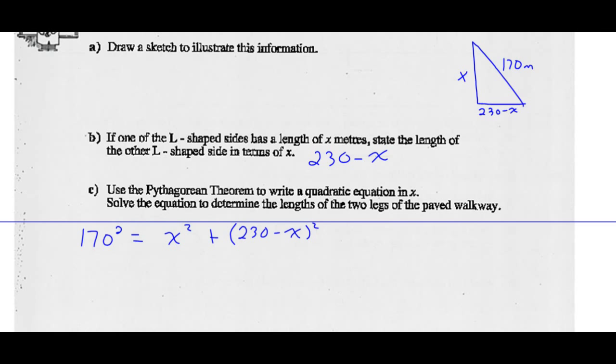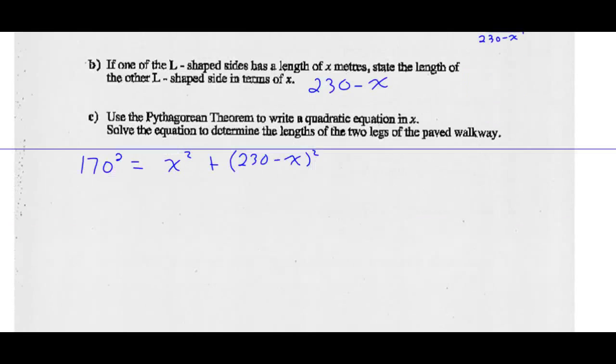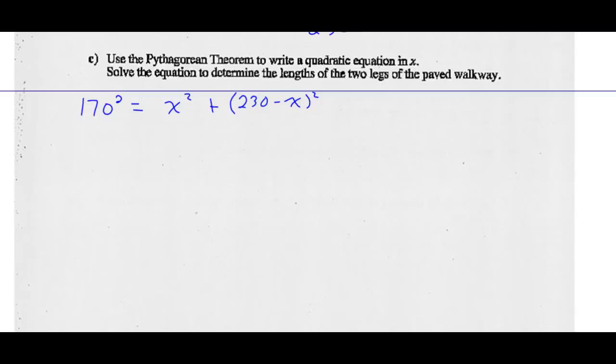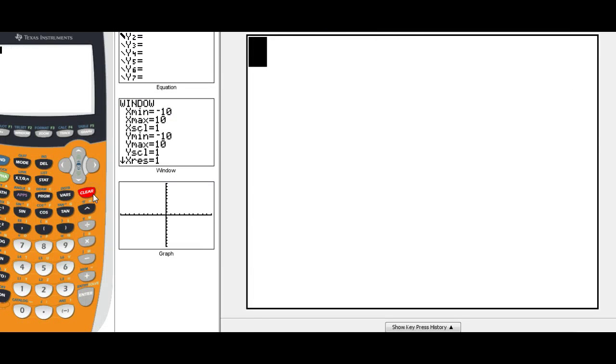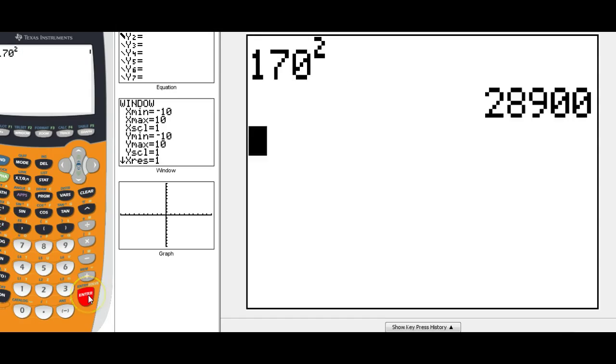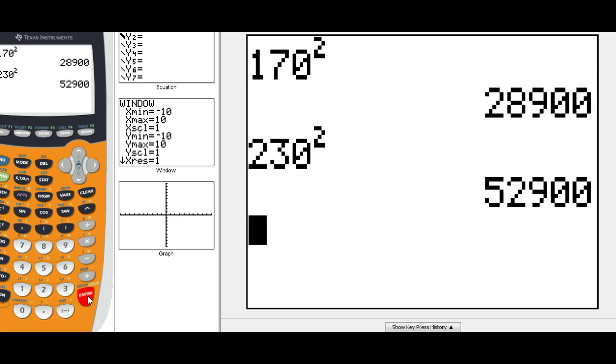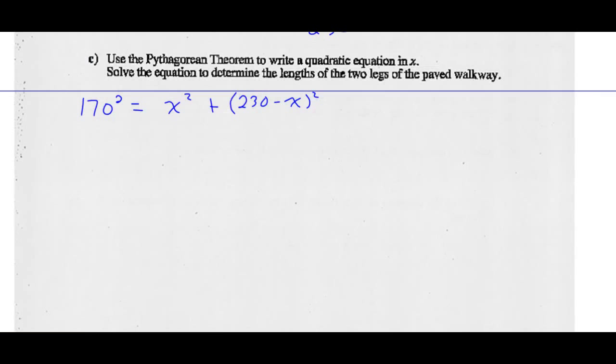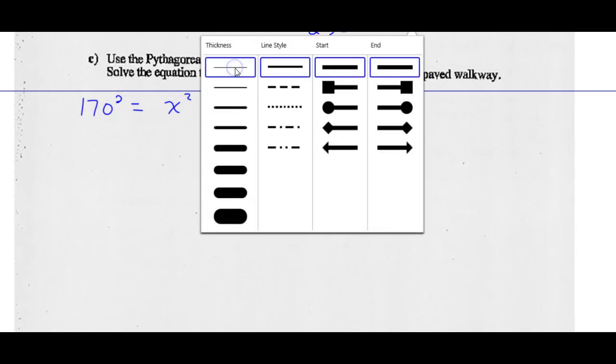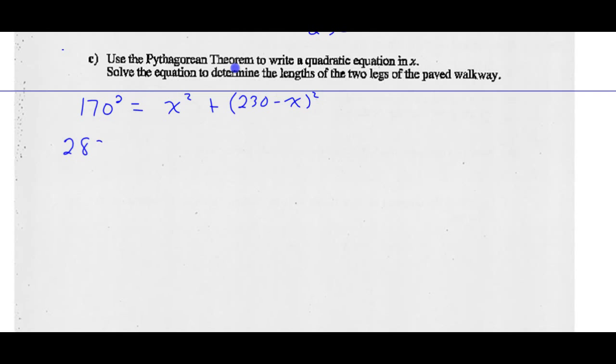So there's our quadratic equation. Now all we have to do now is solve it. All right. So let's solve this equation. We'll need a calculator. What is 170 squared? And 230 squared. So 28,900 and 52,900. So 28,900 equals x squared plus 230 squared, we said was 52,900.